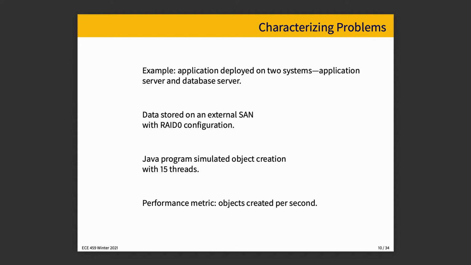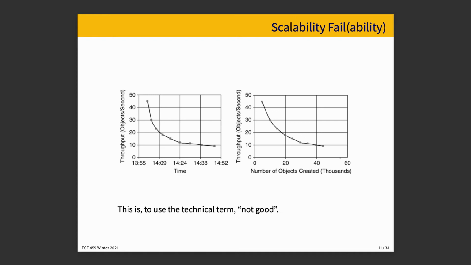And the Java program in question does object creation with 15 threads. And the question that we are trying to answer is, what is the performance? What we are measuring is its objects created per second. Okay, so here's what we got.